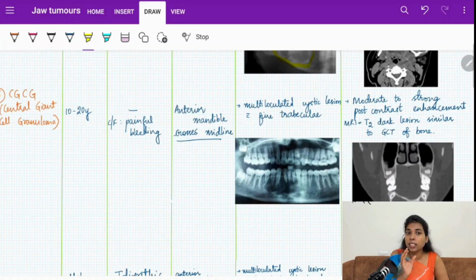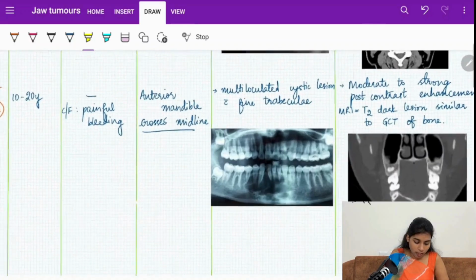What is the history? That is, it has a painful swelling with a bleed. This history is very typical, and the next most important point about CGCG is that it is located in the anterior mandible crossing the midline. Guys, you have to remember the most important question of jaw tumors, that is, what are the lesions involving the anterior part of the mandible? Very important question. So CGCG is one thing which is involving the anterior part of the mandible.